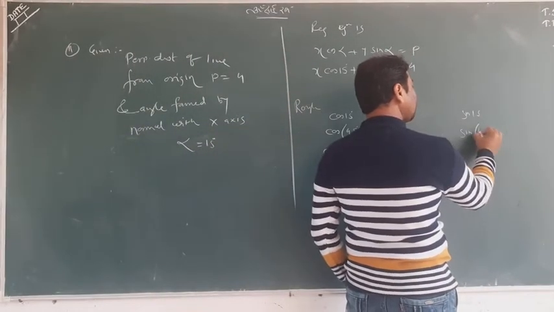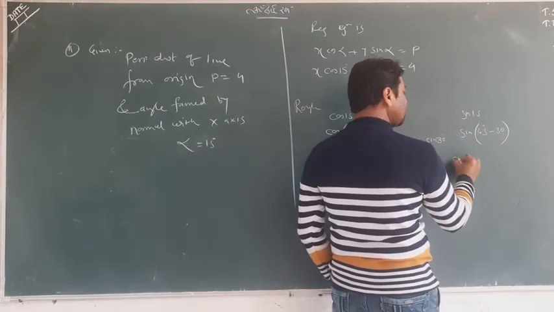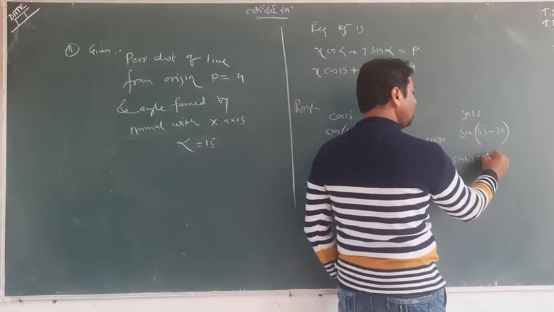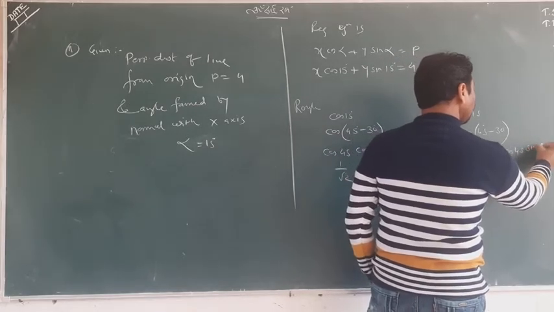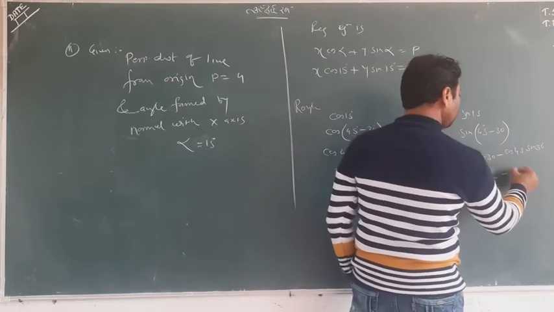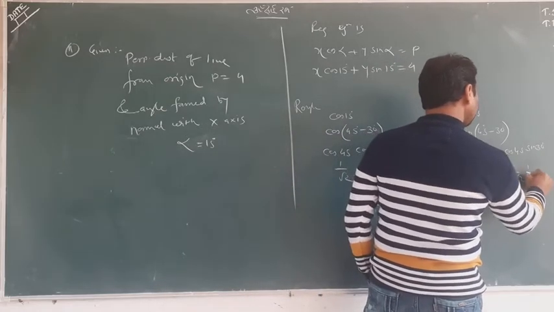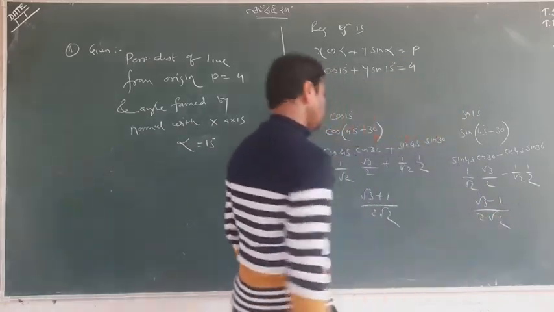Sin 15 means sin(45 minus 30). Use the formula sin(A minus B) equals sin A cos B minus cos A sin B. This is 1 by root 2 times root 3 by 2, minus 1 by root 2 times 1 by 2. So the overall answer is this one.